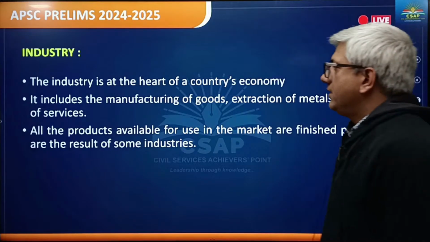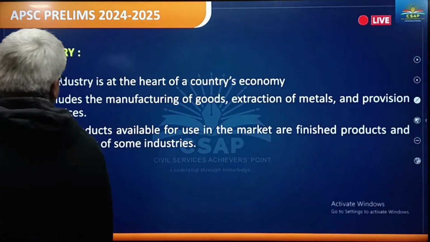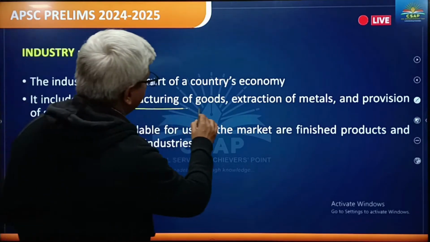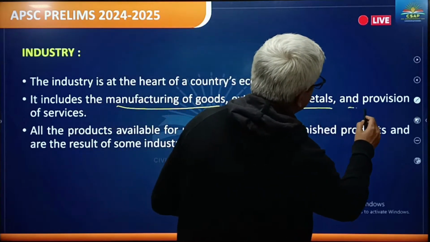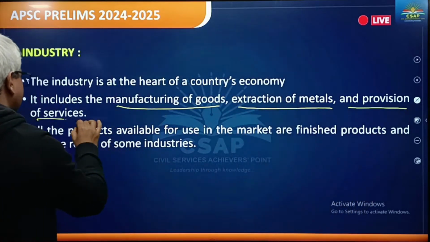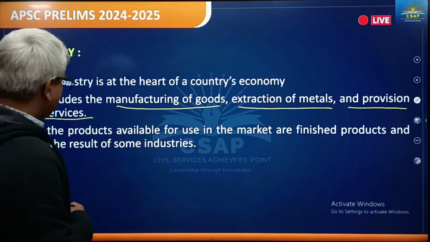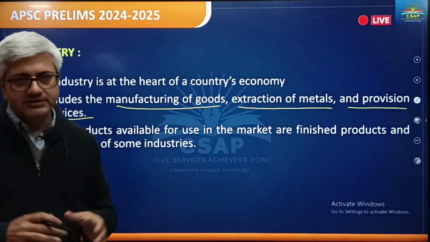Then coming to industry, it is the heart of the country's economy. It includes manufacturing of goods, extraction of metals, and provision of services, right? All the products available for use in the market are finished products and are the result of some industry. So what is an industry?